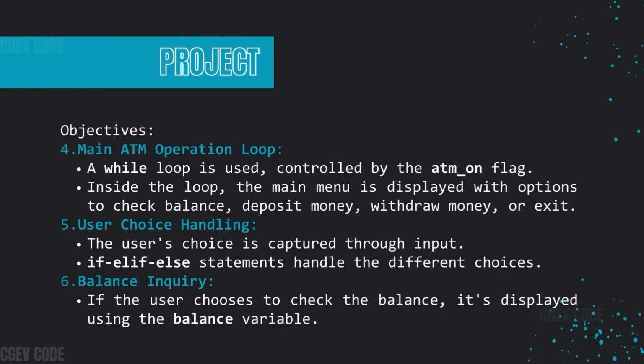Main ATM operation loop. A while loop is used, controlled by the ATM on flag. Inside the loop, the main menu is displayed, with options to check balance, deposit money, withdraw money, or exit. Then we have user's choice handling. The user's choice is captured through input. If else statements handle the different choices. Balance inquiry. If the user chooses to check the balance, it's displayed using the balance variable.